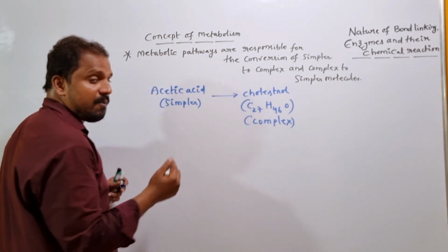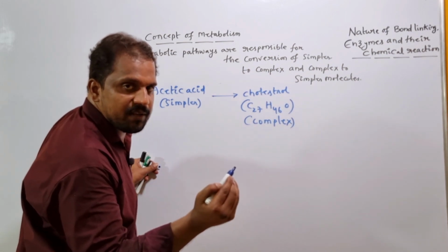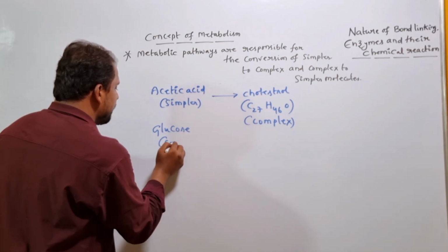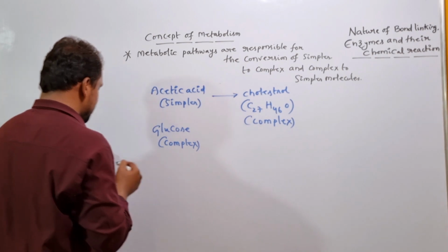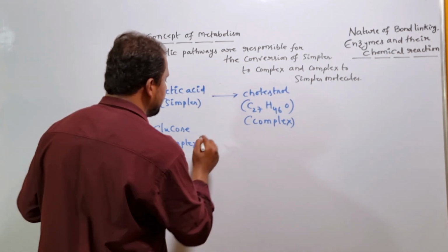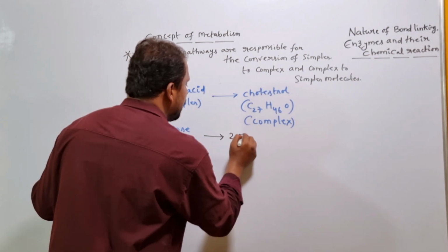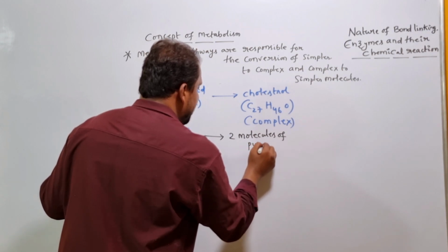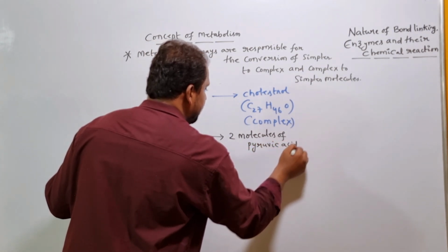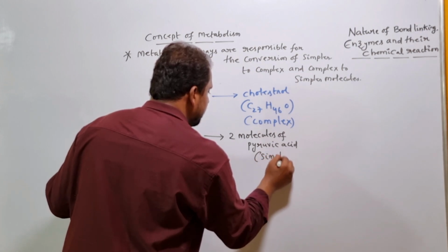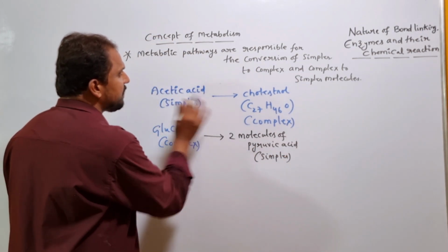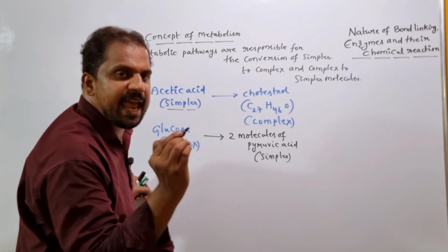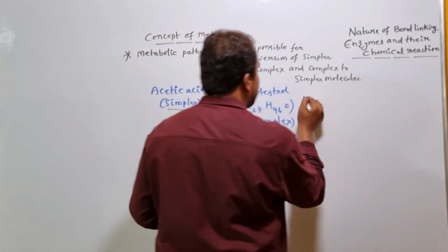Then in the same way, complex molecules are capable of converting into simpler molecules. For example, glucose is a complex molecule. So here, the complex molecule is capable of converting into simpler molecules, which is nothing but two molecules of pyruvic acid, right? Which is the simpler molecule. So here, the very first pathway, the conversion of simpler molecule into complex molecule, is nothing but the anabolic pathway.